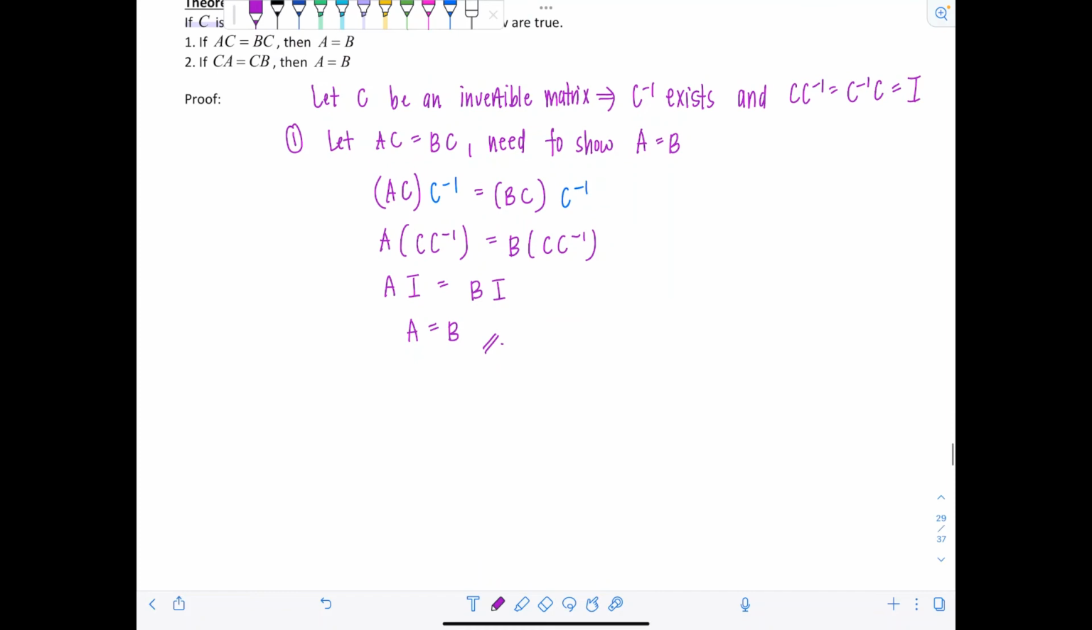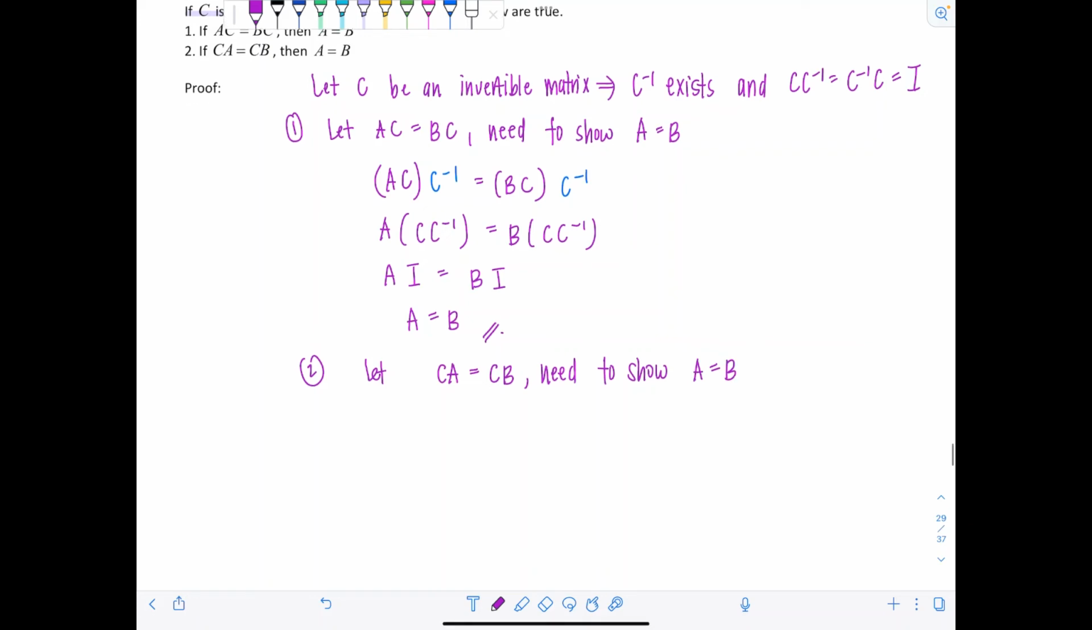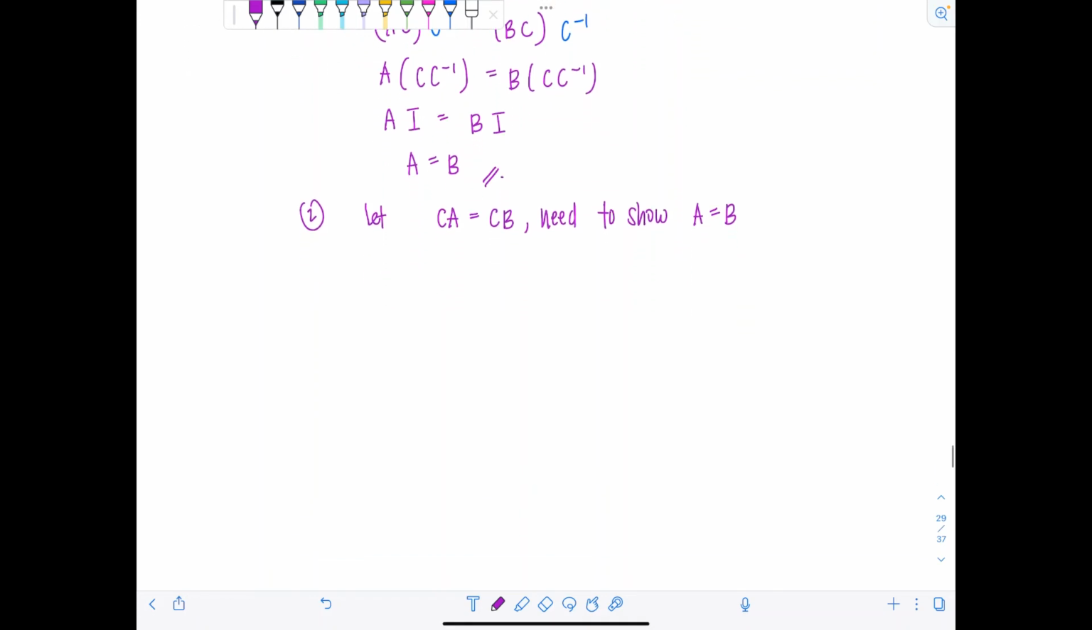Okay, property 2, very similar now. Do you think you could figure it out on your own? Let CA equal CB. I need to show that A is equal to B. This time I'm going to multiply by C inverse on which side? On the left. Very good. C inverse times CA equals C inverse times CB.